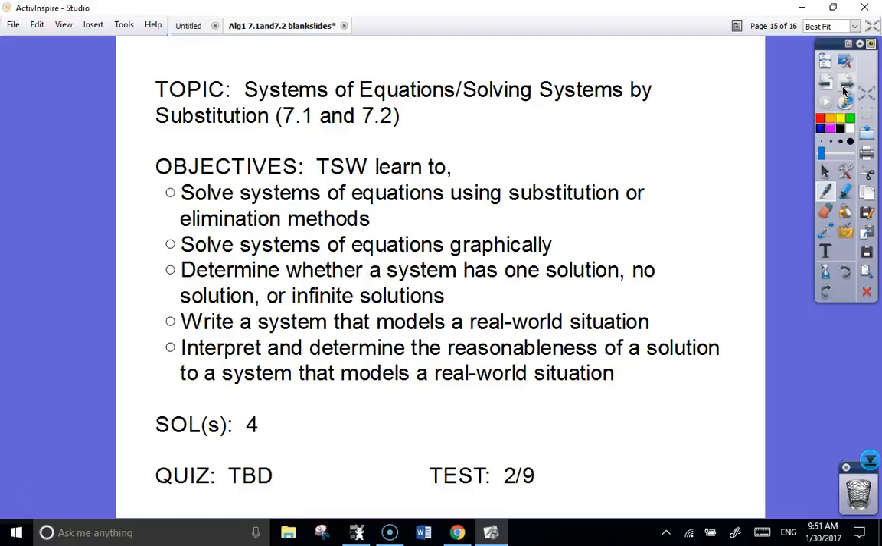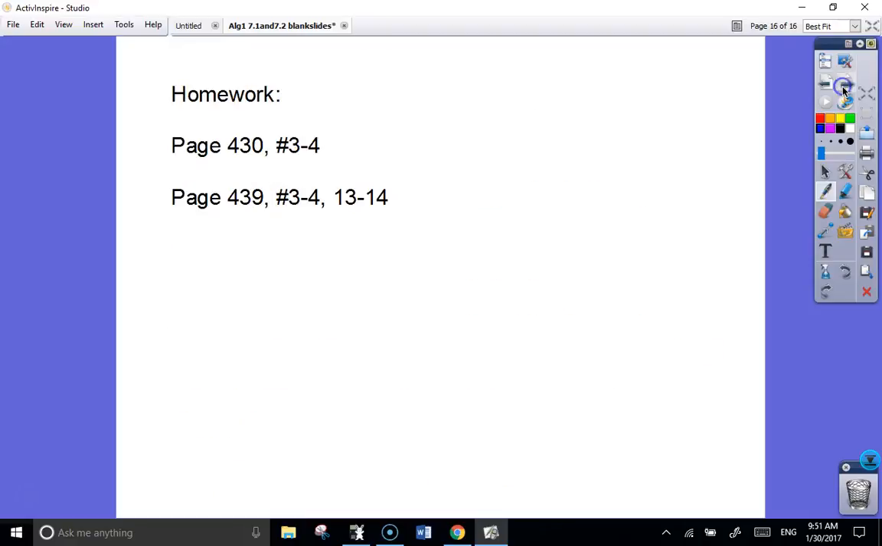Tomorrow we're going to continue with the same thing, with rule 7-2, substitution. And that is the homework. It's only 6 problems.